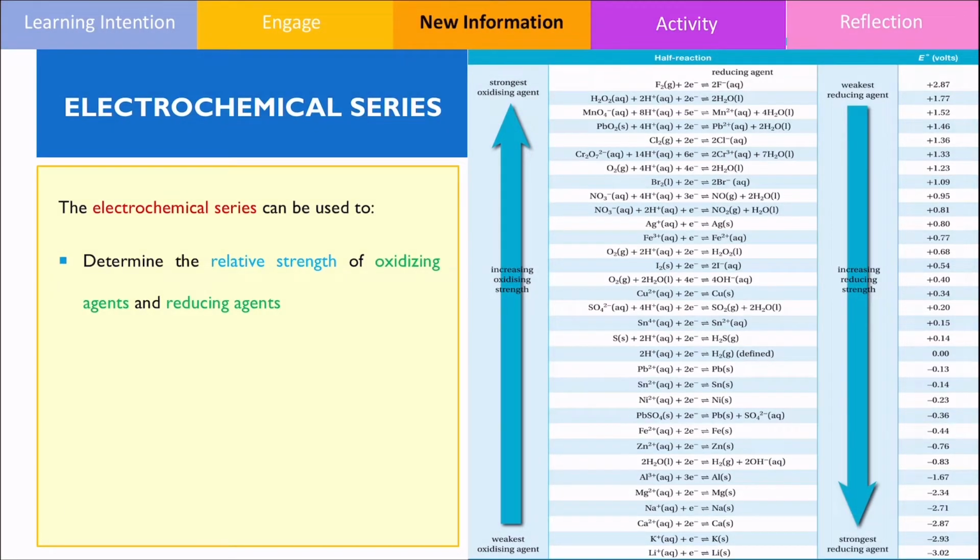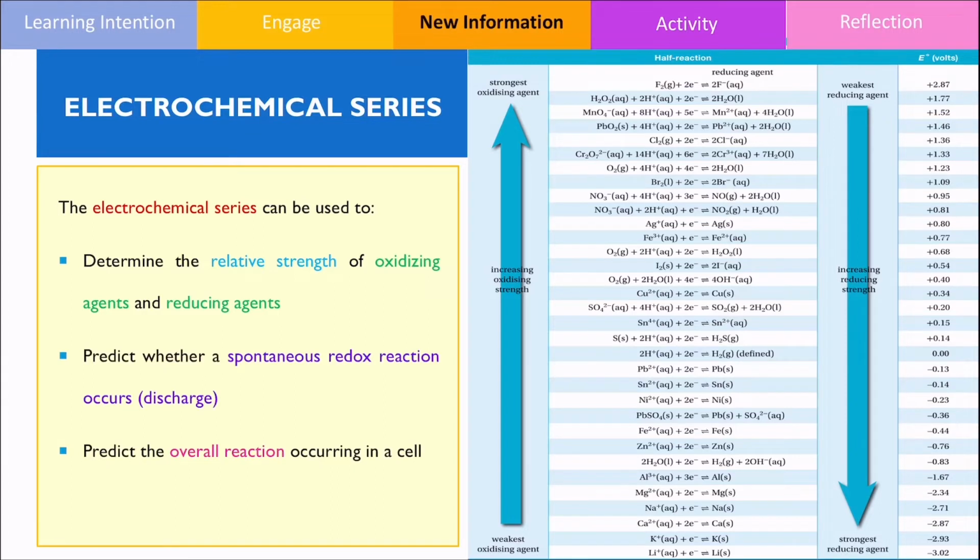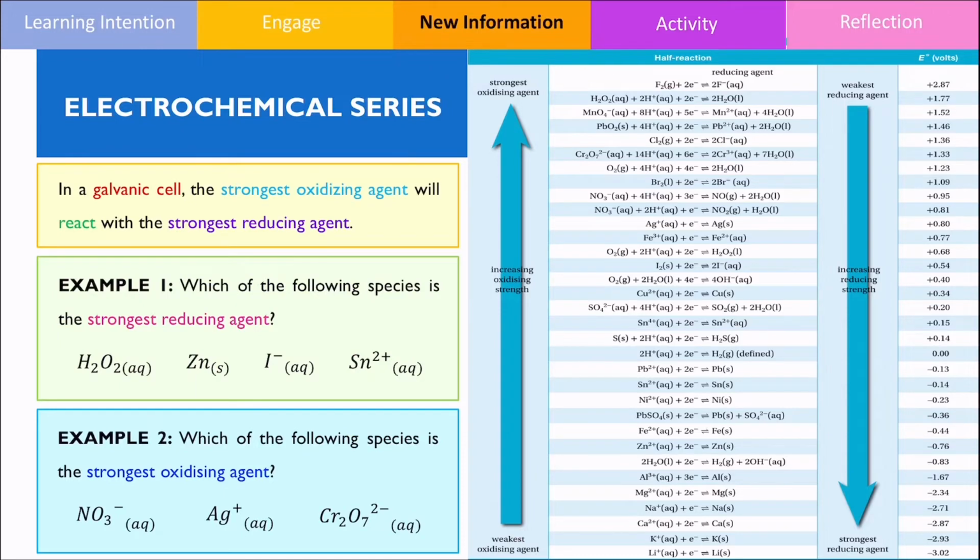We can also use this information to predict whether a spontaneous redox reaction will occur between two given half equations and thus write the overall equation for the reaction. And lastly, we can calculate the potential difference of the galvanic cell. Let's go through some examples of how to use the electrochemical series. In a galvanic cell, a spontaneous redox reaction occurs when the strongest oxidizing agent reacts with the strongest reducing agent.